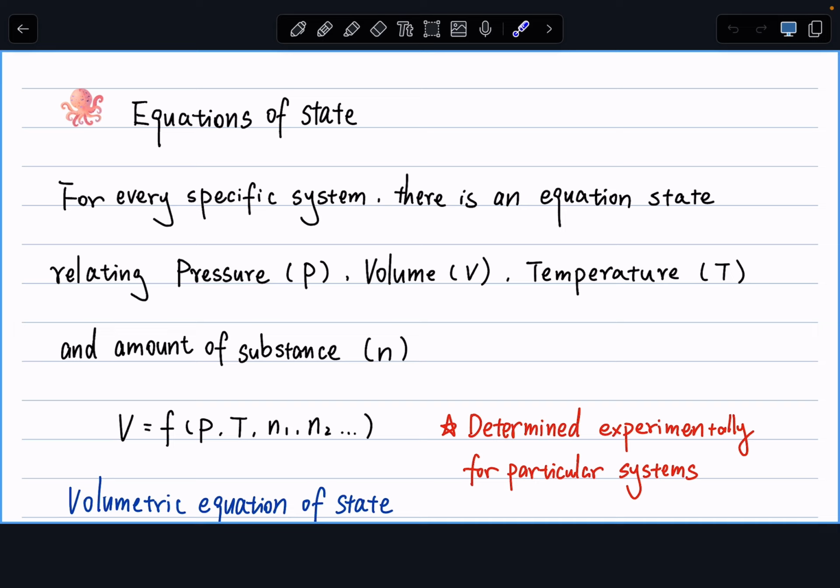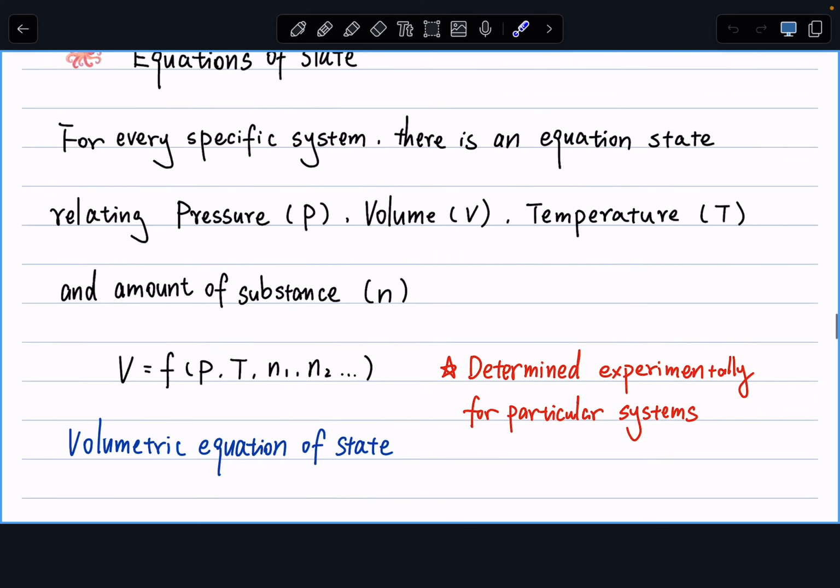That is, for any specific system that we care about, there will always exist an equation of state that describes pressure, volume, temperature, and the amount of substances. Or you can describe volume as a function of pressure, temperature, and number of moles of different substances in that system. All right, so that's the equation of state.